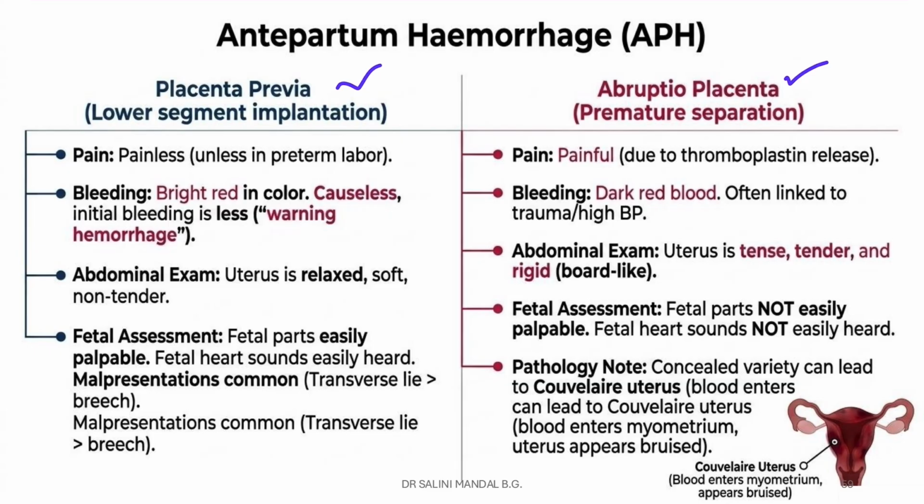Okay, but usually what happens in abruptio placenta is there can be a condition where there is concealed bleeding. The blood is going to enter the uterus, and it can lead to Couvelaire uterus, because blood is going to enter the myometrium, and the uterus is going to look as if it is bruised. That is what we call Couvelaire uterus. Okay, so just a type of the placental abruptio.